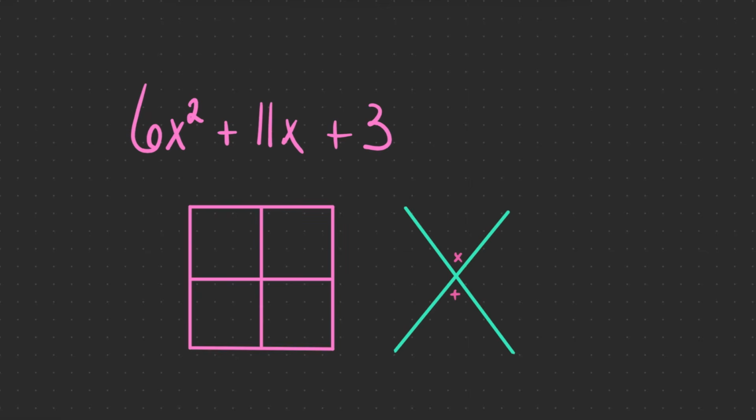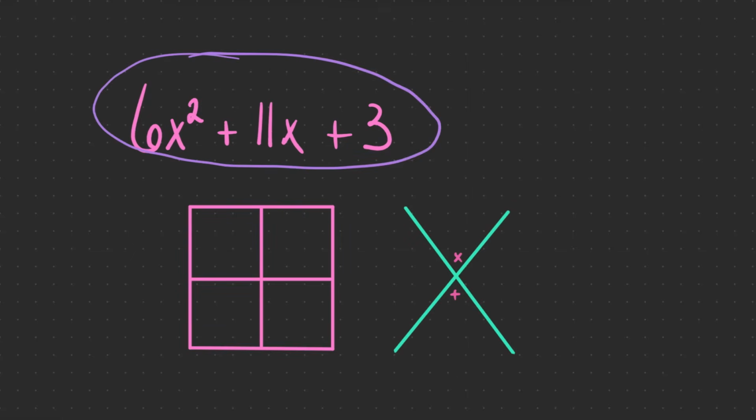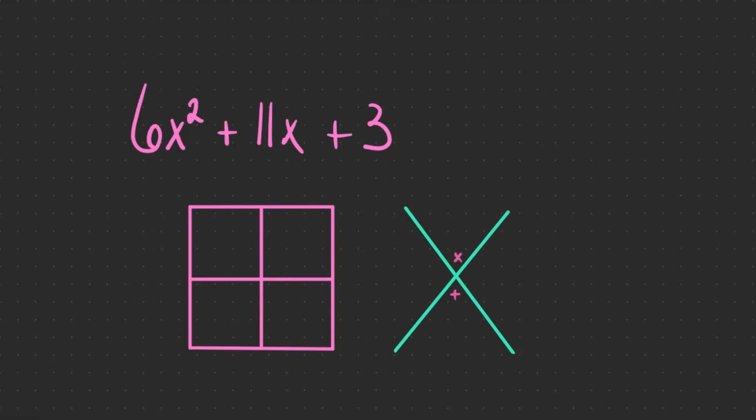Let's just dive right in. Let's just say we are given this trinomial here that is 6x squared plus 11x plus 3, and I want to factor it.